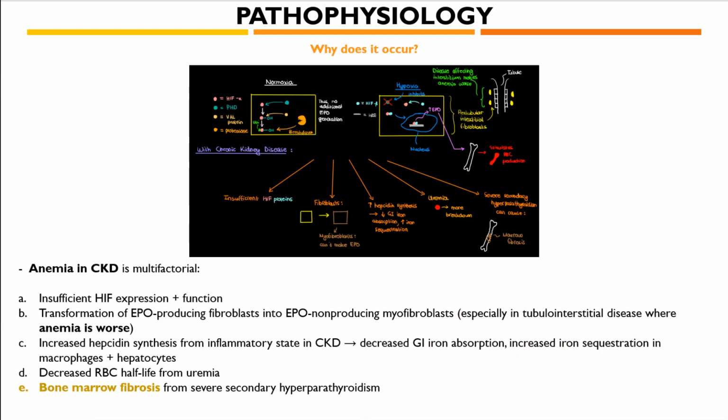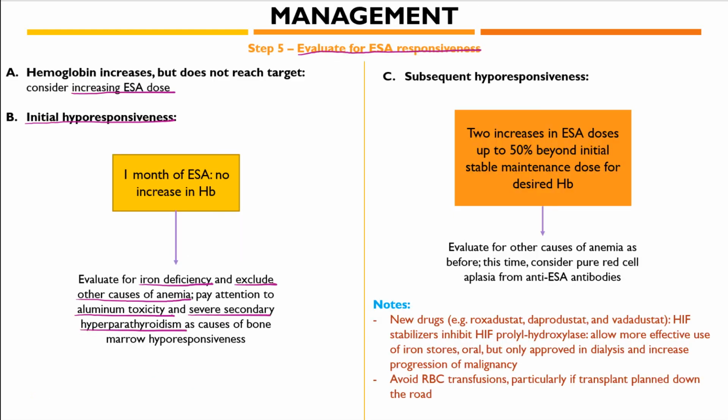Remember from my slide earlier that severe secondary hyperpara can cause bone marrow fibrosis. So even if you throw a bunch of ESA at the bone marrow in this instance, it's already fibrosed and so will not respond adequately. So you'd have to treat the secondary hyperparathyroidism with calcium supplements, phosphate binders, and so on.